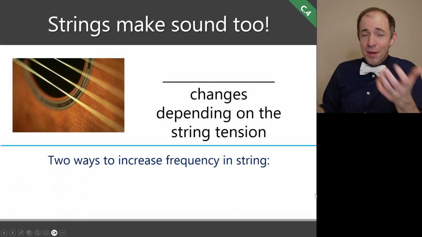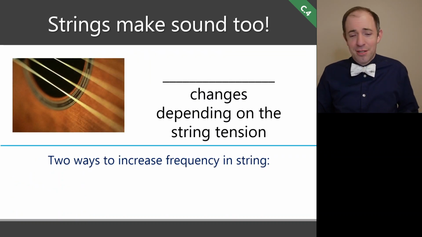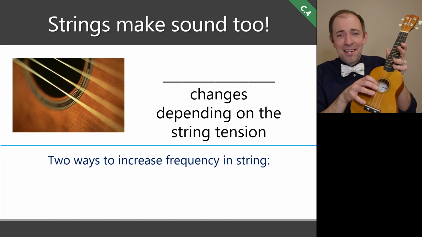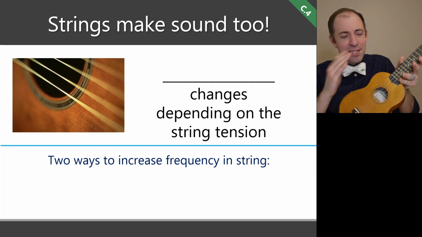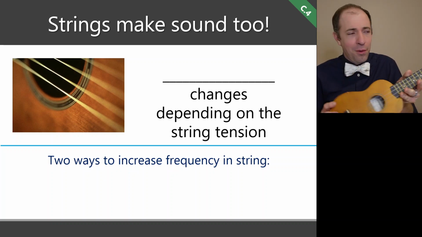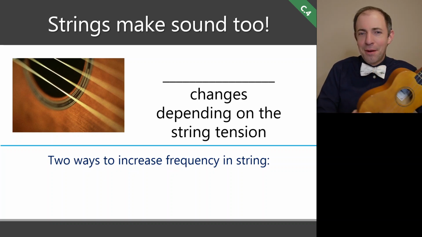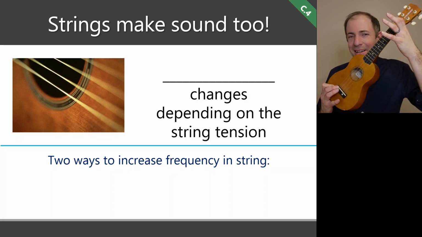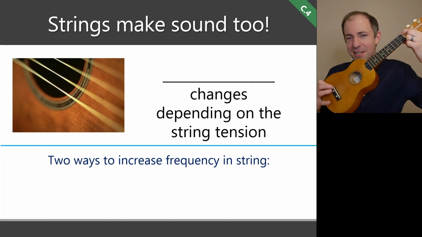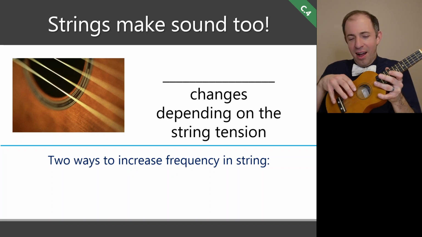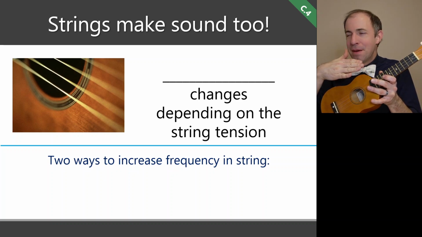All right, strings can make sound. Here's a little ukulele. This string is vibrating back and forth, making a standing wave. So the standing wave, I've got a node up here and a node down here, and it oscillates with an amplitude in the middle.